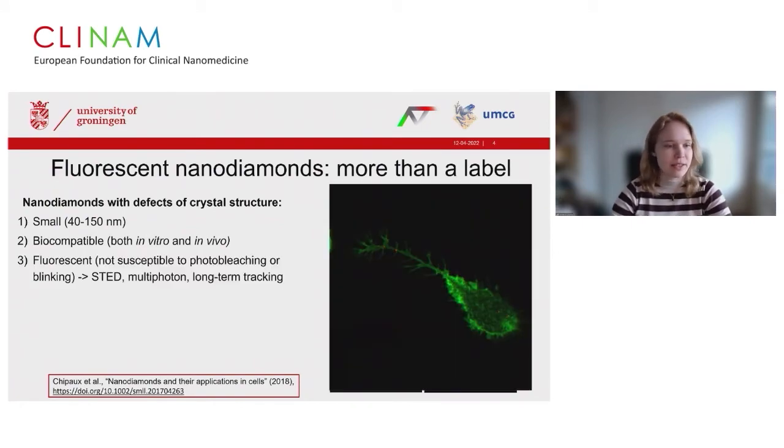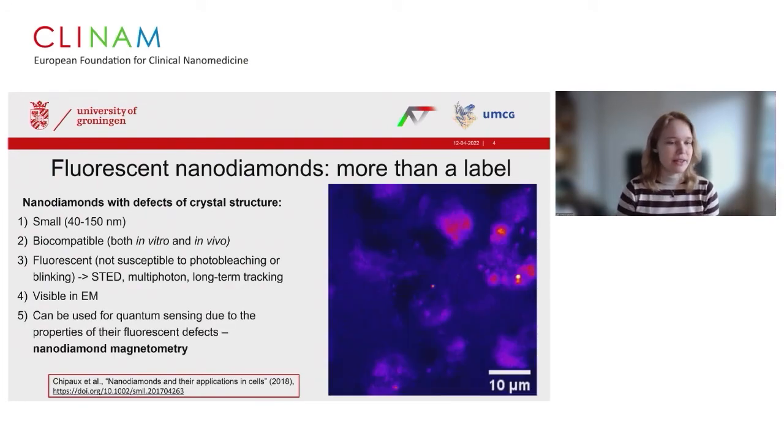They are fluorescent and at the same time not susceptible to photobleaching or blinking, which allows one to really track that same particle and that same cell that is carrying it for a very long term. They're also visible in electron microscopy, which is convenient for some follow-up studies. But most importantly, they have unique properties of those fluorescent defects. And these properties can be used for quantum sensing, which is the foundation of our method, nanodiamond magnetometry.